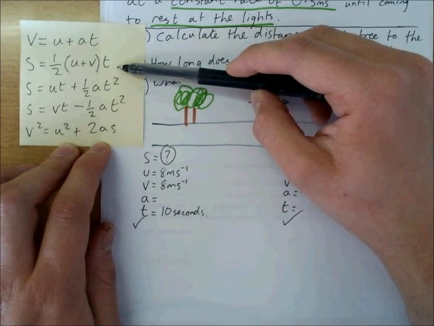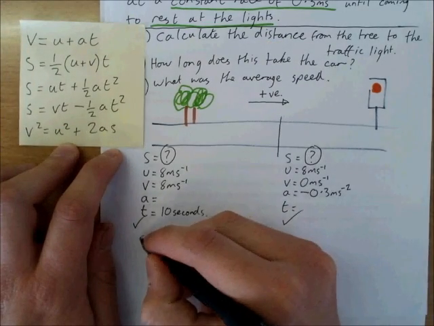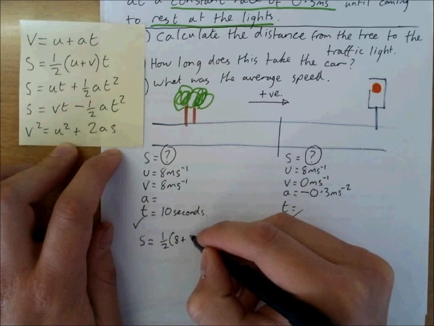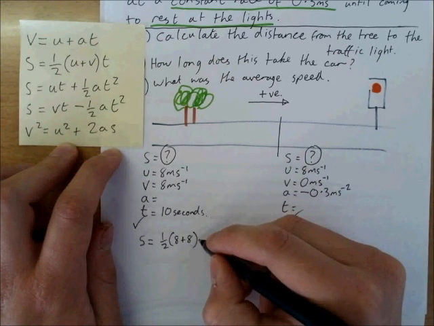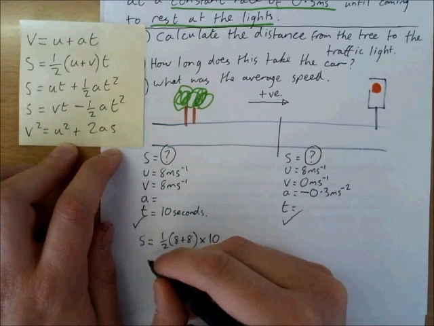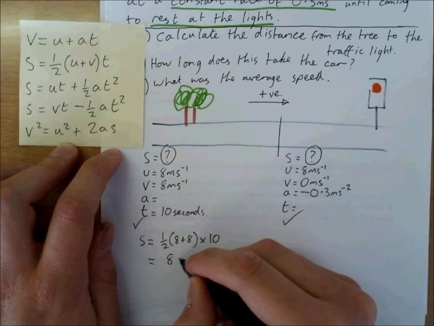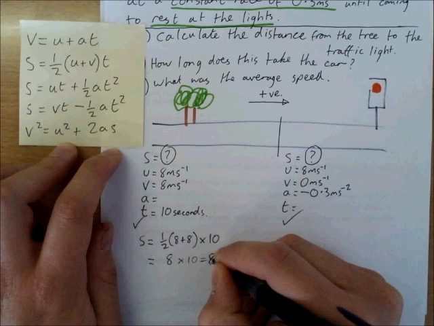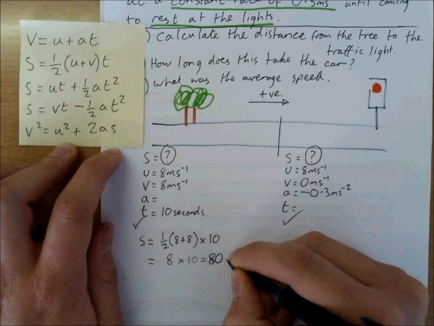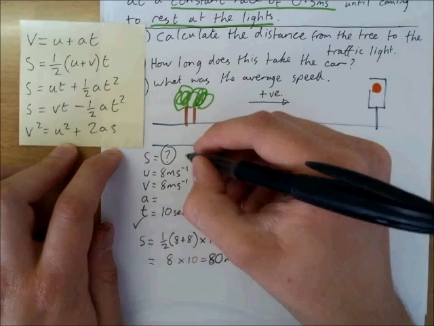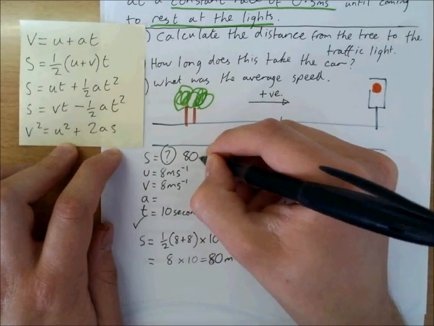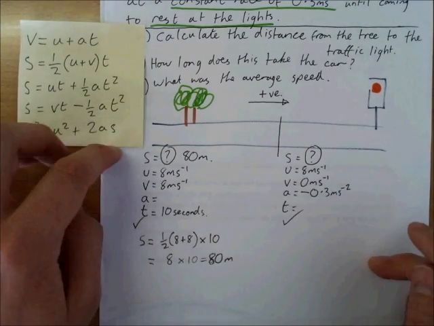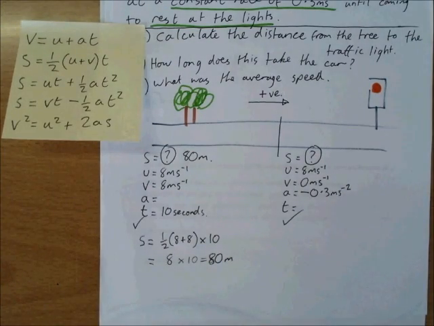S equals a half (u plus v) times t. So we're going to put that in. S equals a half, 8 plus 8, times 10, which is just going to give me 8 times 10, which is 80 meters. So we can fill that in. 80 meters for our first distance for the first part before we start braking.